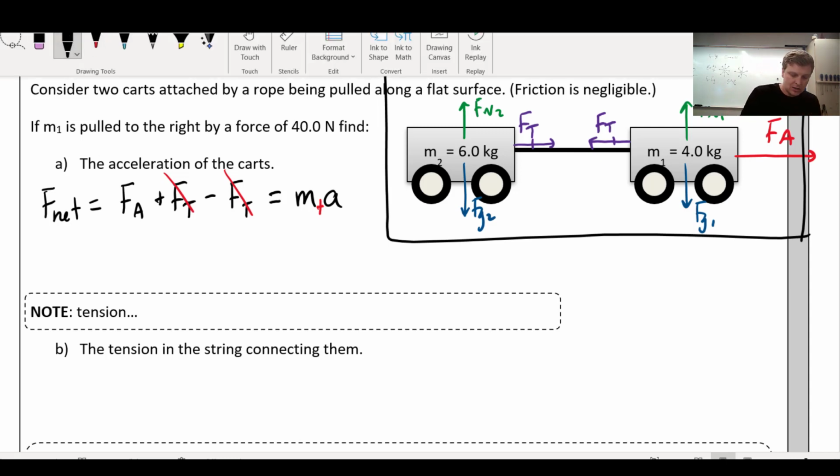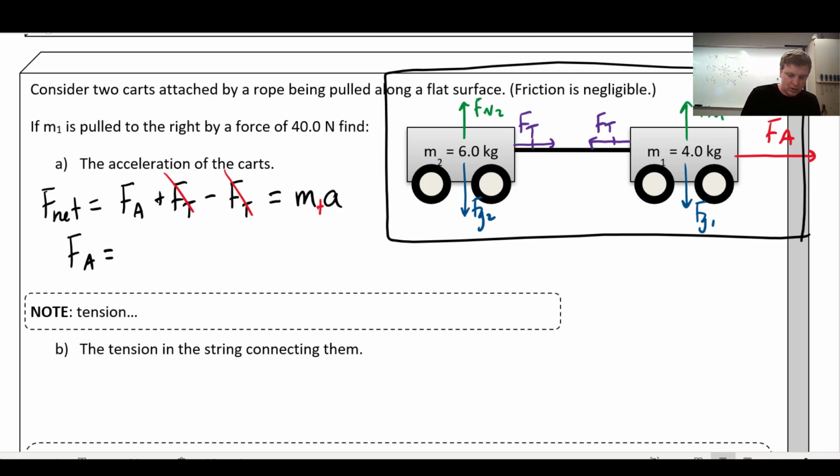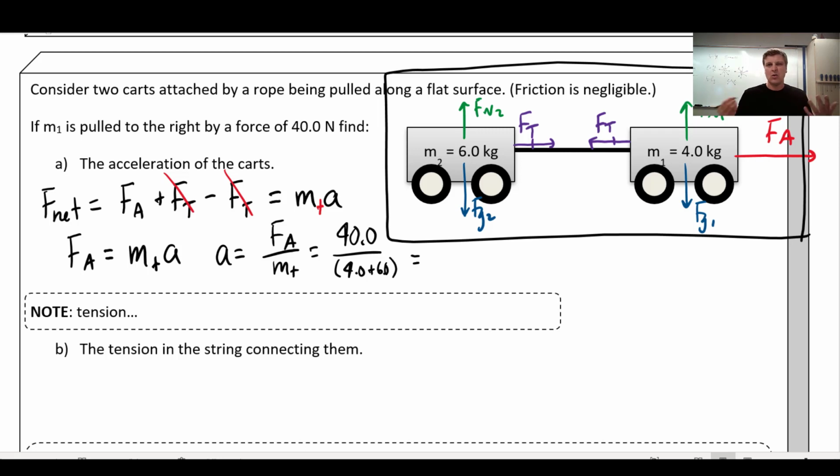So just rewriting this here, I've got my applied force is going to equal the total mass times the acceleration. Well, now I can just go ahead and solve. So the acceleration of the system is going to equal the applied force divided by the total mass, which is 40 newtons divided by, looks like 4 plus 6 is 10. So it works out to be about 4.0 meters per second squared. And that's positive or to the right or whatever you like.